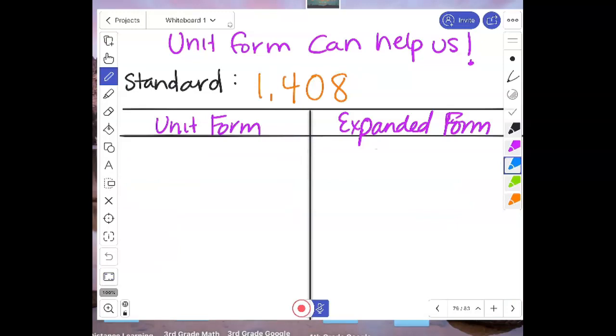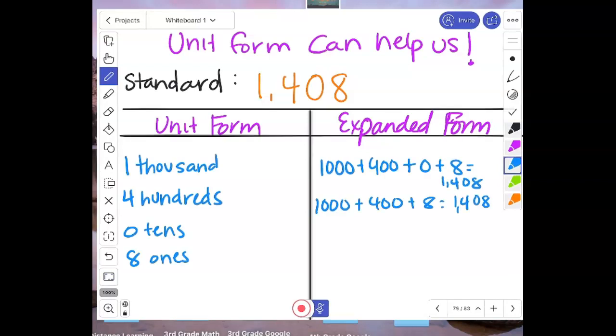All right, I want you to do this one. Pause, work it, come back and check. So if you broke it down, you have 1,000 right here, 4 hundreds, 0 tens, and 8 ones. Now, you might have written it this way: 1,000 plus 400 plus 0 plus 8. That would be correct. You might have written it this way: 1,000 plus 400 plus 8. That would also be correct. Remember, when there's a 0, we generally don't need to reference it. We only need it in our standard form. It has to be in the standard form or else the number gets messed up. So you can write this either way. Both of these would be considered correct.